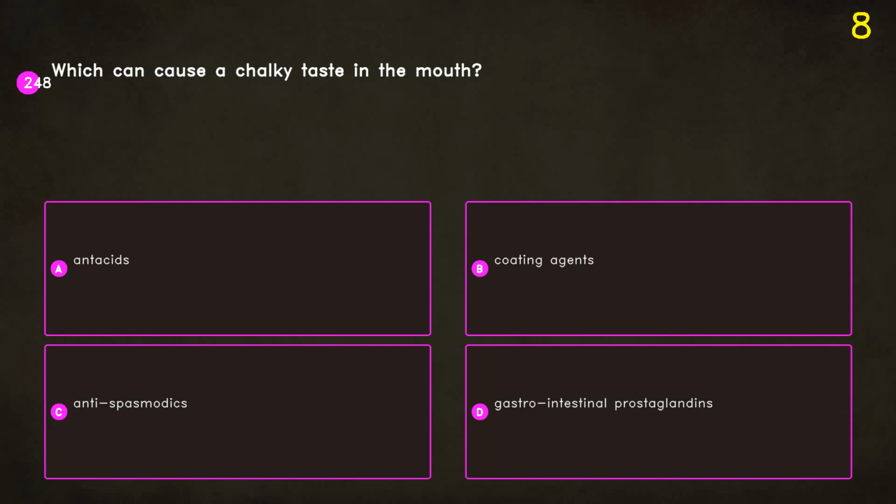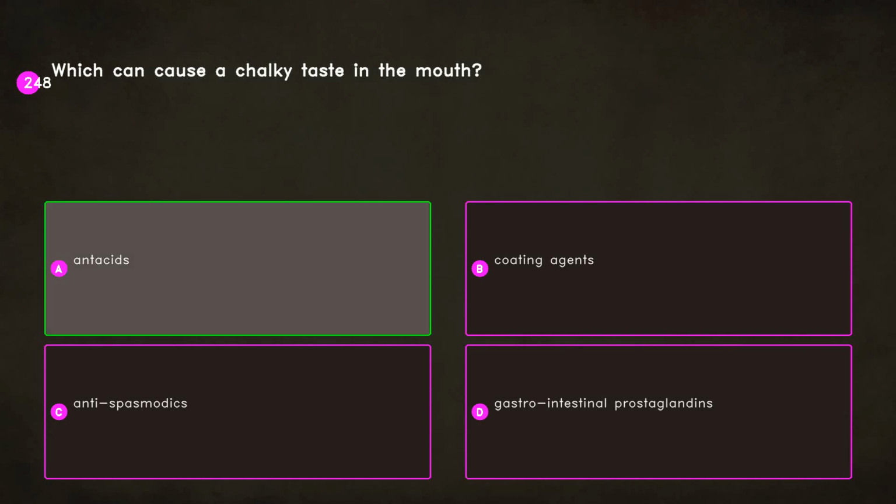Question 248. Which can cause a chalky taste in the mouth? A. Antacids. B. Coating agents. C. Antispasmodics. D. Gastrointestinal prostaglandins. The correct answer is antacids.